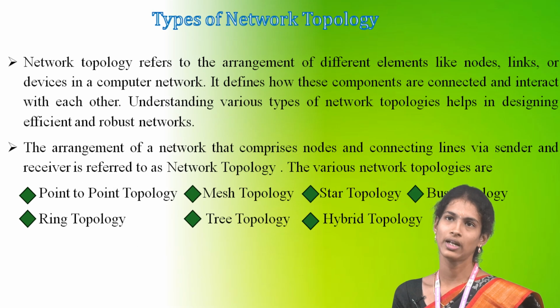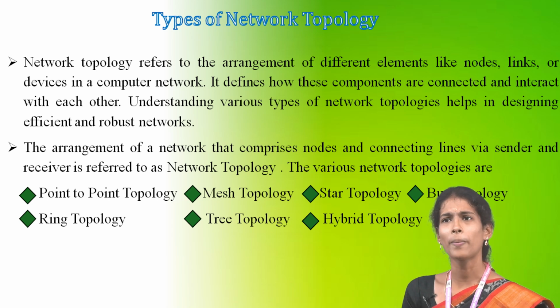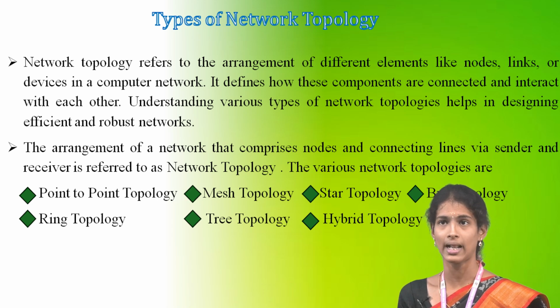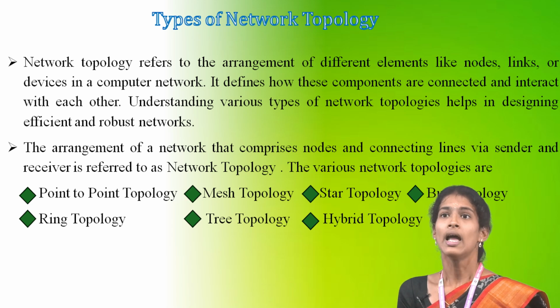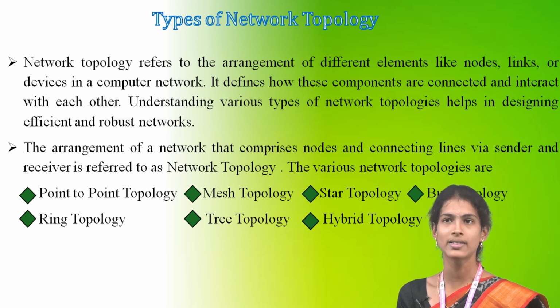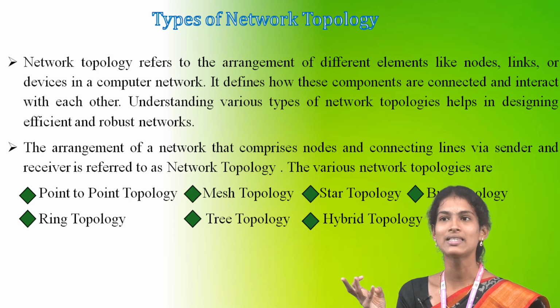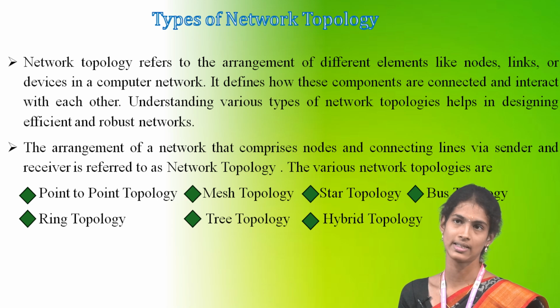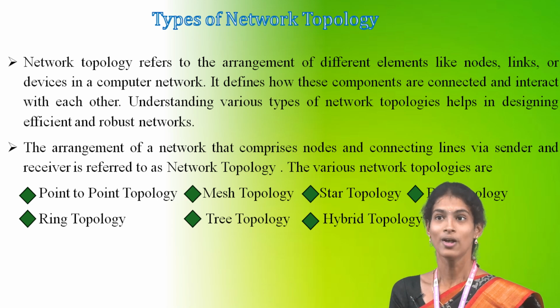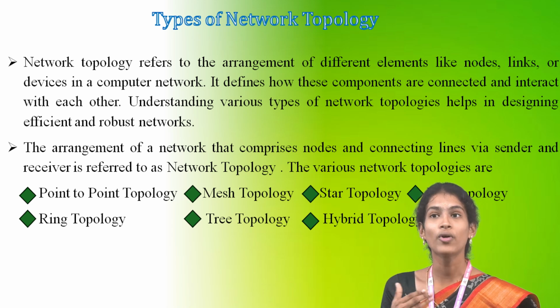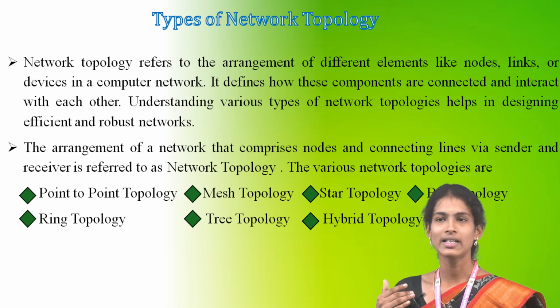The next, types of network topology. The first, network topology refers to the arrangement of different elements like nodes, links, and devices. It defines how these components are connected and interact with each other. Understanding various types of network topology helps in designing efficient and robust networks. Common types include bus, star, ring, mesh, and tree topology. The arrangement of a network that comprises nodes and connecting lines via senders and receivers is referred to as network topology.